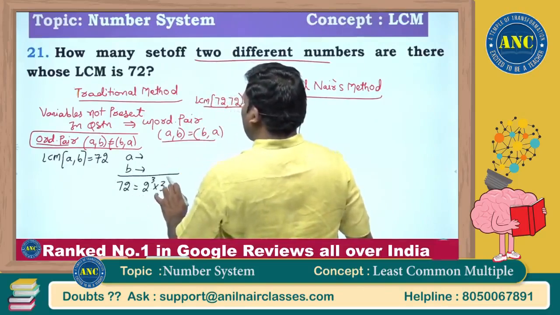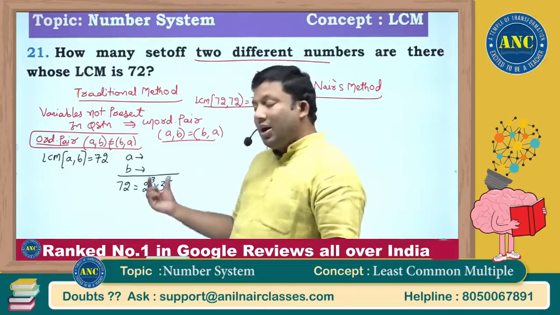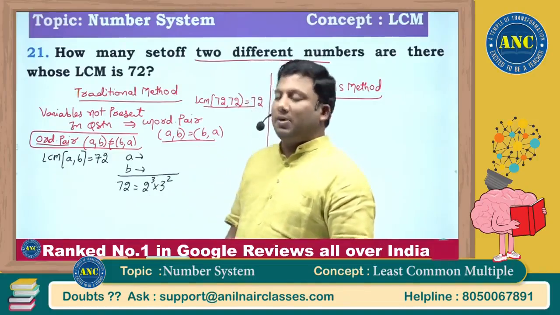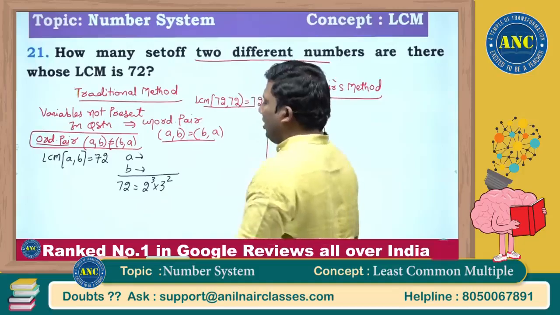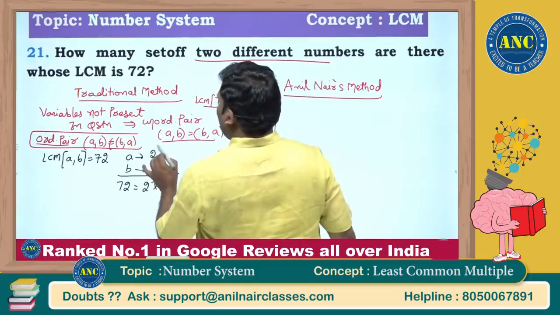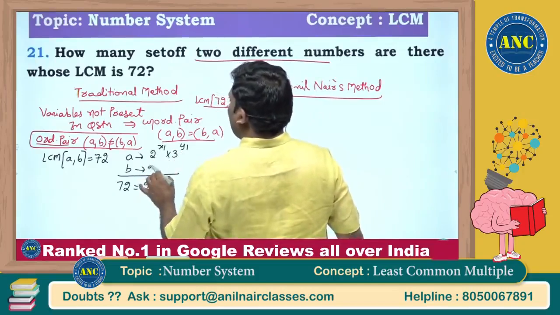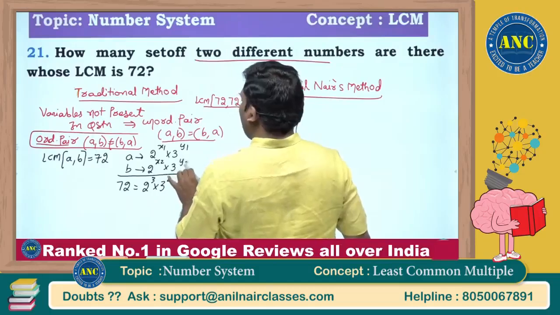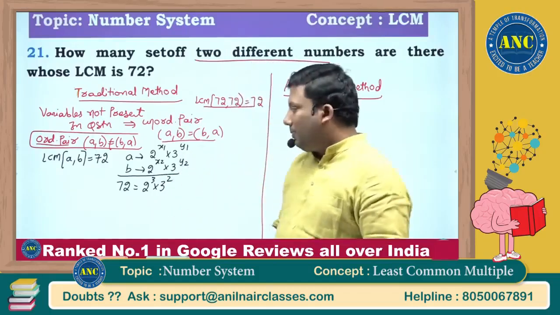72 can be written as highest powers of prime bases: 2 power 3 into 3 square. Answer contains which prime bases? Answer contains 2 prime bases, 2 and 3. So the numbers should have 2 and 3. So 2 power x1 into 3 power y1, and 2 power x2 into 3 power y2.